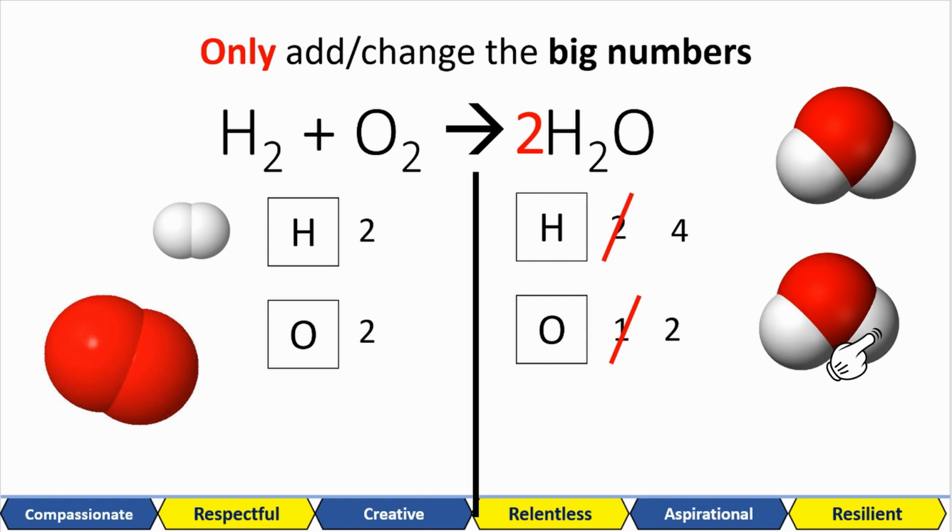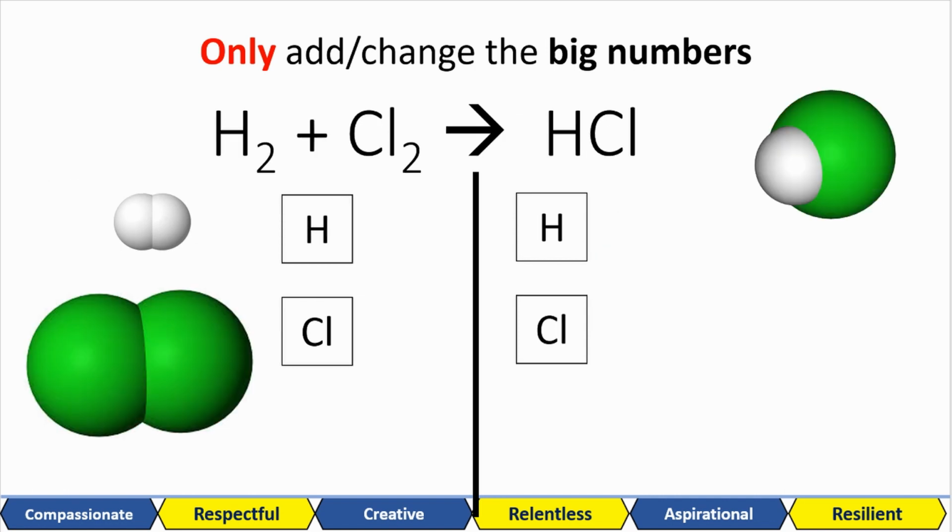Now we have to go back to the other side because our hydrogen isn't balanced. So you've guessed it, we need to multiply the left hand side by 2. So we add 2 to the front, we multiply by 2, 2 times 2 hydrogen gives us 4. Our equation is completed.